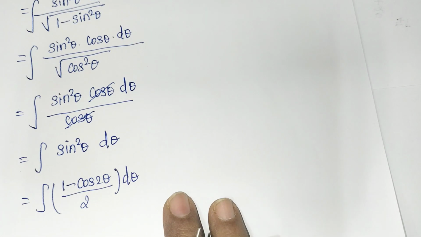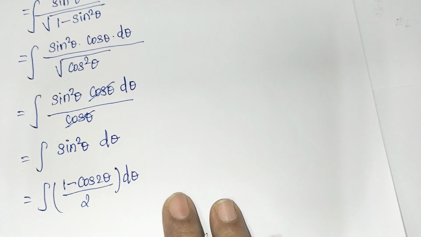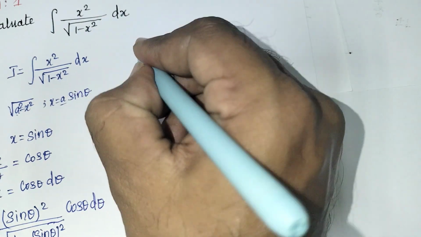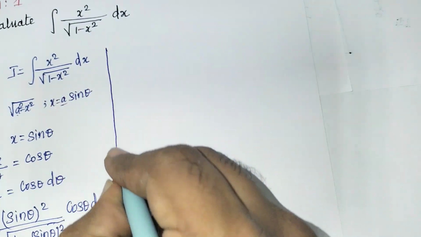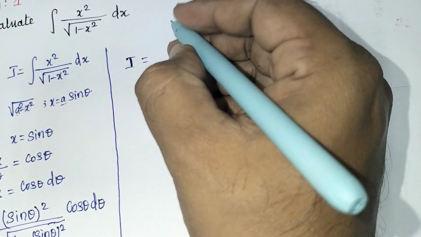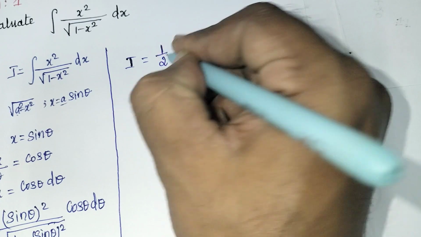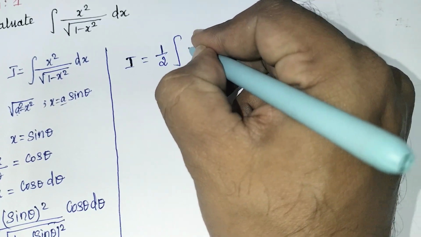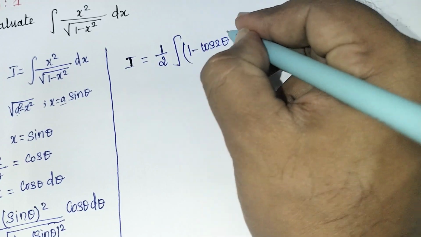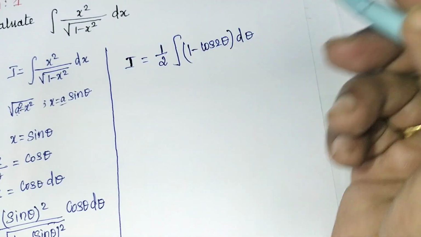I will integrate this, 1 minus cos 2 theta divided by 2. Before that I will take 1 by 2 outside. So here I will write that I equals 1 by 2 integral of 1 minus cos 2 theta d theta, right?